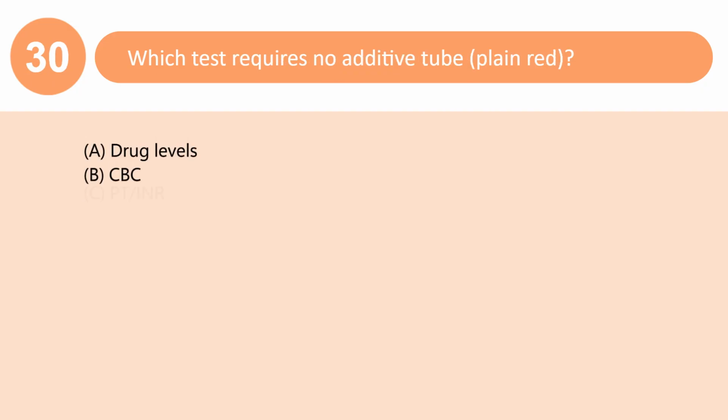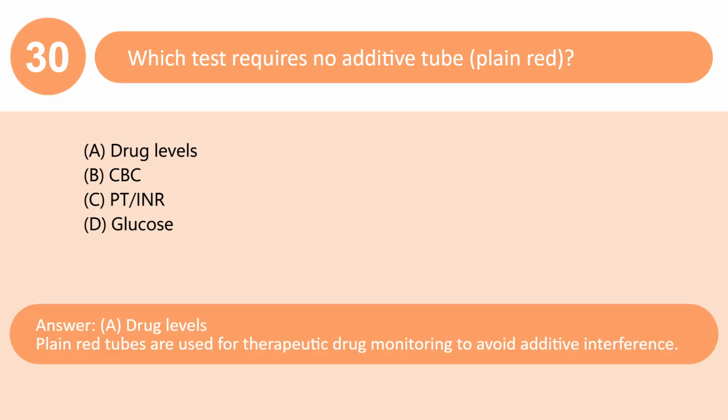Which test requires no additive tube, plain red? A. Drug levels. B. CBC. C. PT/INR. D. Glucose. Answer A. Drug levels. Plain red tubes are used for therapeutic drug monitoring to avoid additive interference.